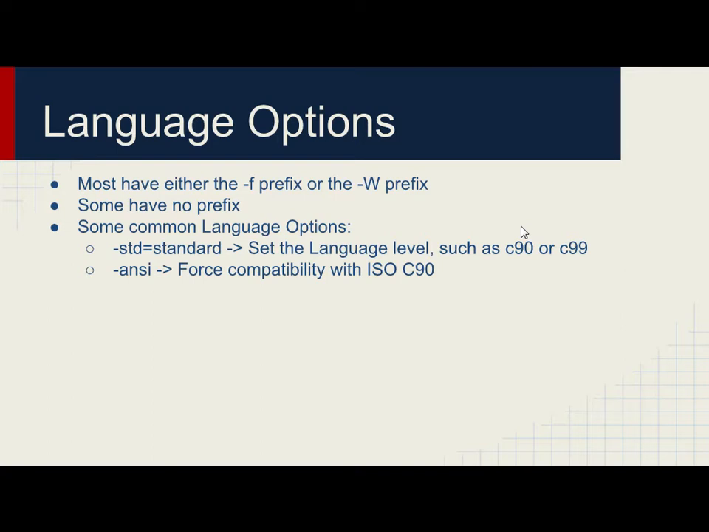So C has had multiple revisions over the years. There's standard 89, standard 90, C99. So if you wanted to use any particular language, you would do -std=c99, for example. C99 allows you to declare ints inside of a for loop, so you can declare that variable as part of the for statement, whereas previous to that, you had to declare it outside of the for statement.